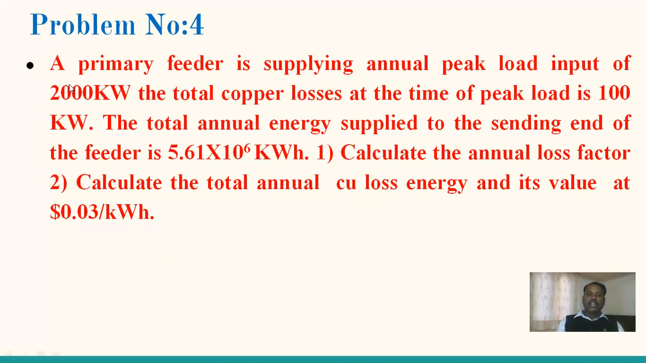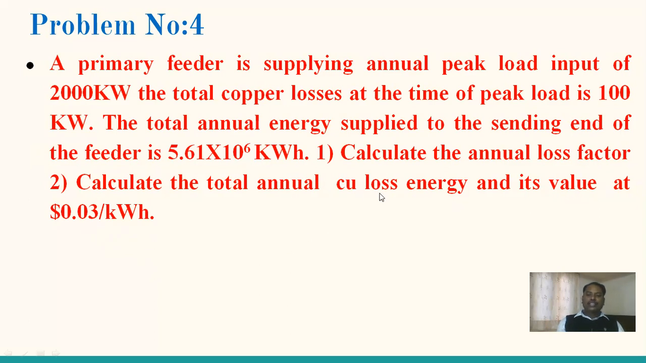Is this the problem given? So here, what is the given data? Annual peak load input is 20,000 kilowatts, and at the annual peak load the copper losses are 100 kilowatts, and the annual energy supplied is also given, 5.61 into 10 power 6 kilowatt hours. We are asked to calculate the annual loss factor and the total annual copper loss energy and its value at $0.03 per kilowatt hour. So this is the problem given.